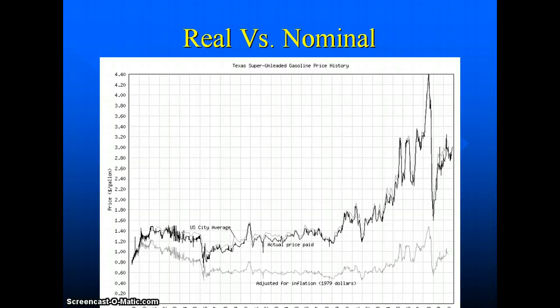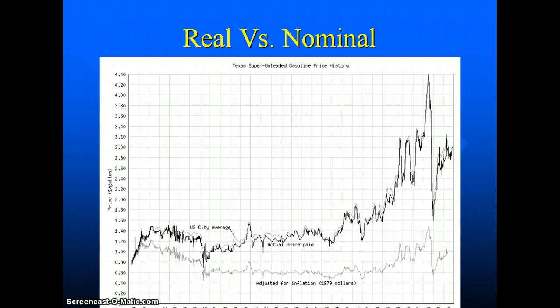Nominal means the actual dollar that's on the price tag, the actual number. Real means that we adjust it for inflation. We get rid of inflation. We pick some year. In this case, it looks like 1979 is the year we picked, and we adjust everything back to that so that we have a common point of reference.